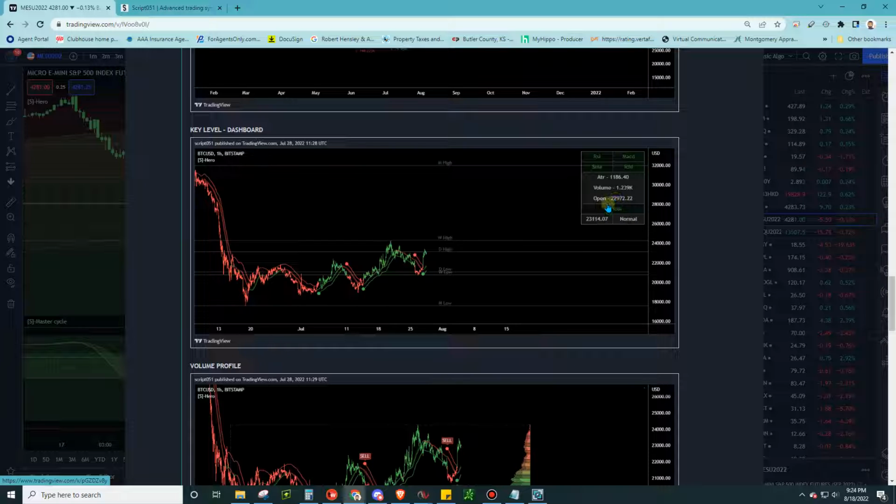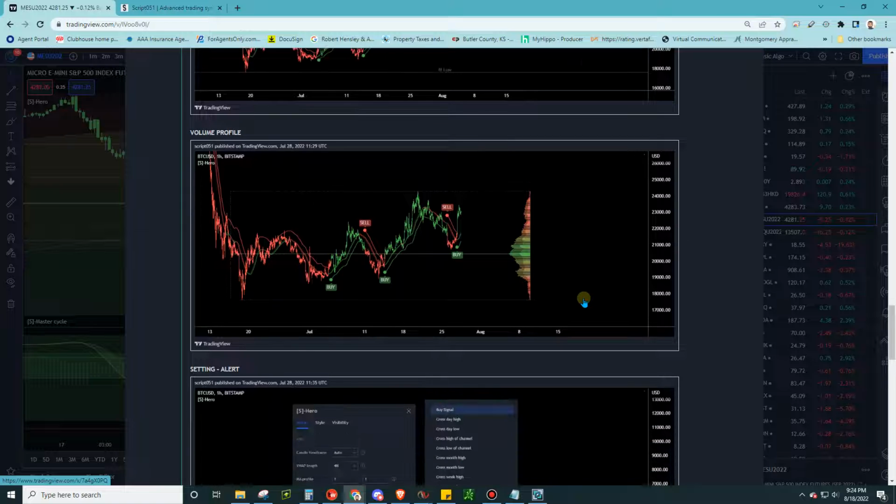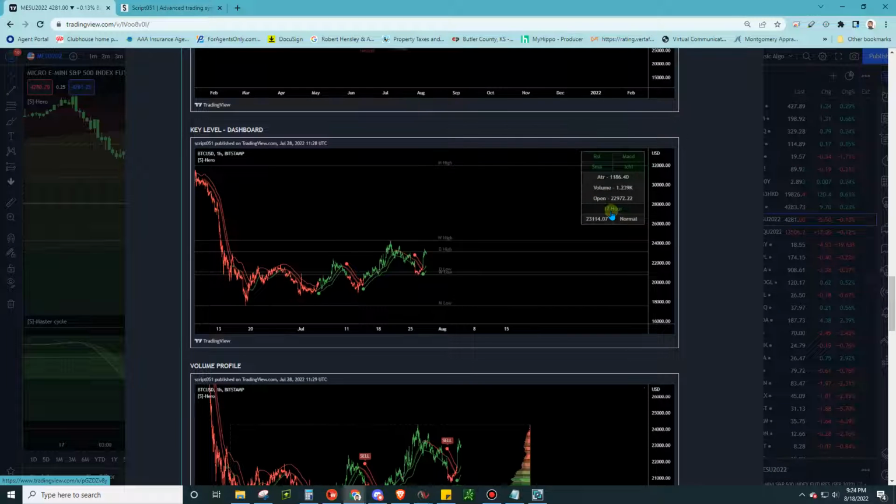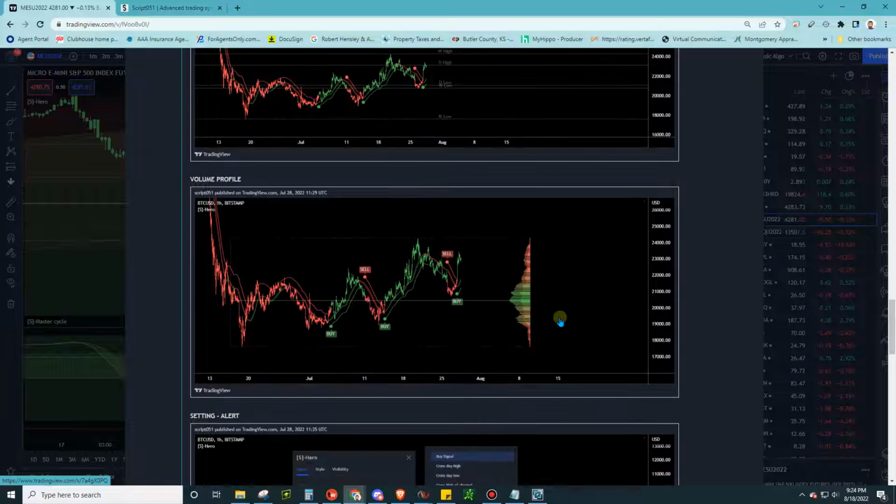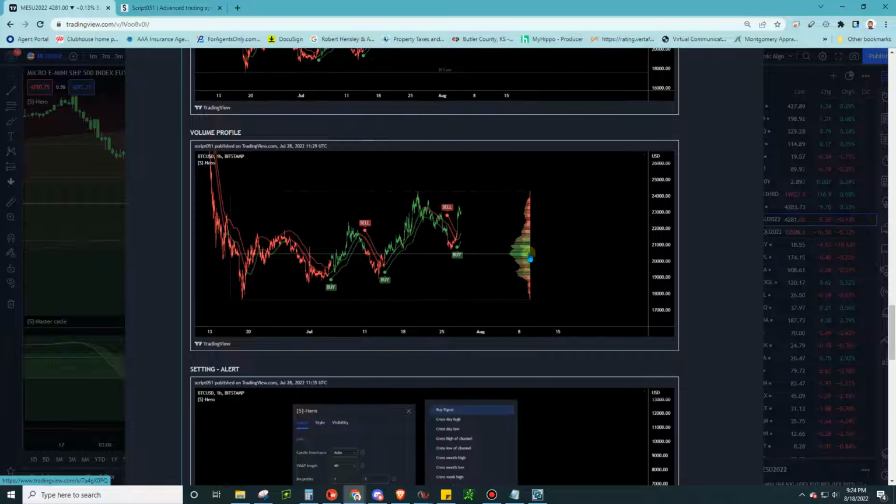But so that's kind of nice to know how long something's been in a buy signal. It gives you an idea of potentially maybe it might be time to start looking for a trend change or something like that. Volume profile, pretty nice little clean volume profile.